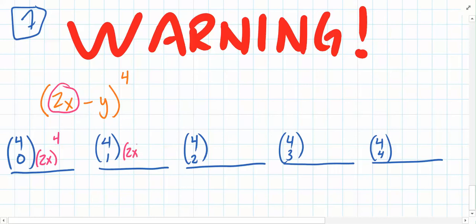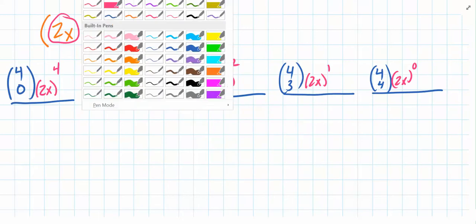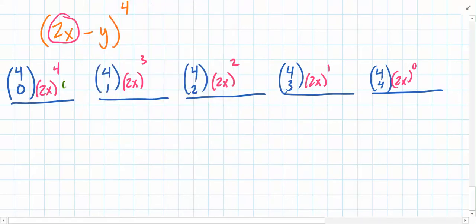So this is going to be 2x all to the third. This is going to be 2x all to the second. This will be 2x all to the first. And this will be 2x all to the 0, which of course is 1. But I'm writing it in there for the sake of being consistent. So I'll move this up so that everybody can see in the back. Okay? Then we go y. I'll do this in green so you can see it. So y to the 0, y to the first, y squared, y to the third, and then finally y to the fourth.